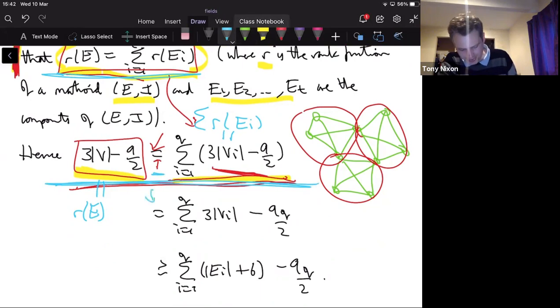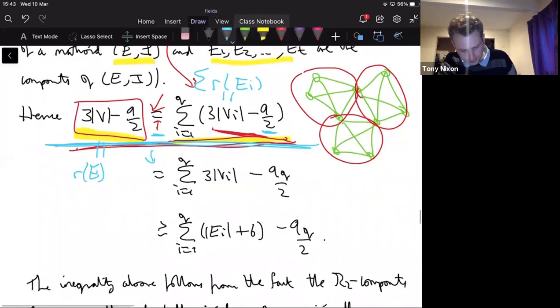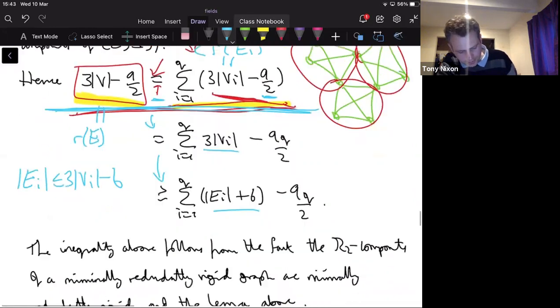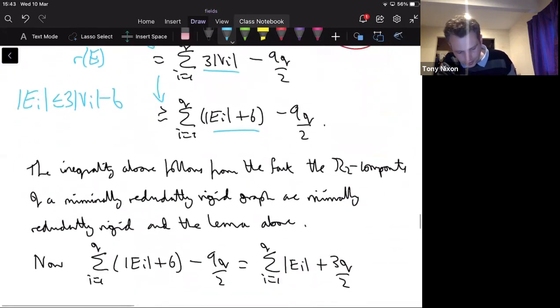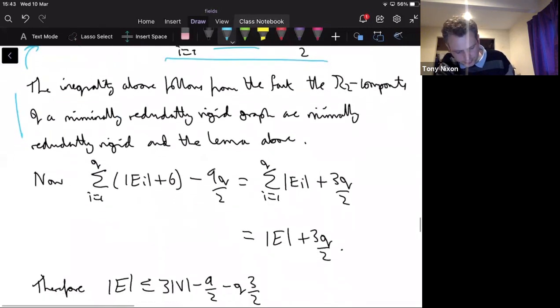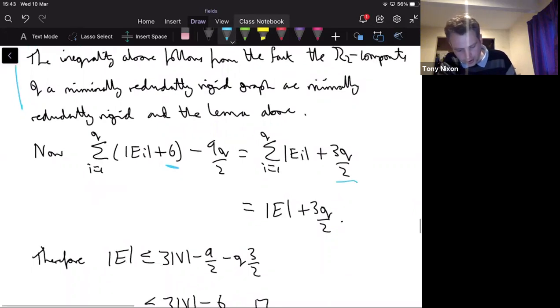And then the next one's obvious because I've just taken 9/2 outside the sum, so I times it by Q. And now I know from the previous lemma that E_i is at most 3V_i minus 6. And so I can replace 3V_i with E_i plus 6. So that's what I say here, just justifying this part. And so now I'm going to continue with this, but all I'm going to do is take the 6 out. So 6Q, which is really 12/2 Q minus 9/2 Q, is 3/2 Q.